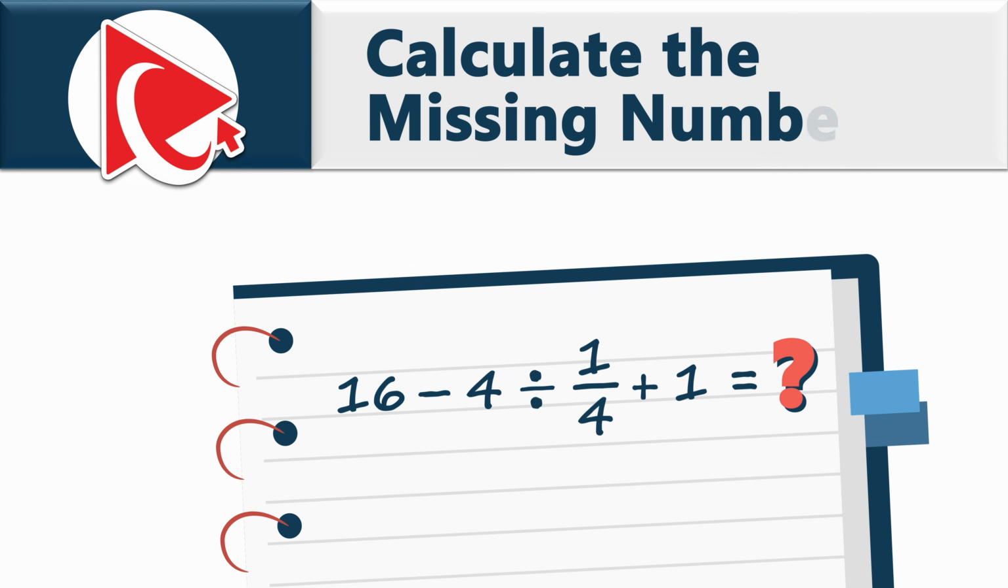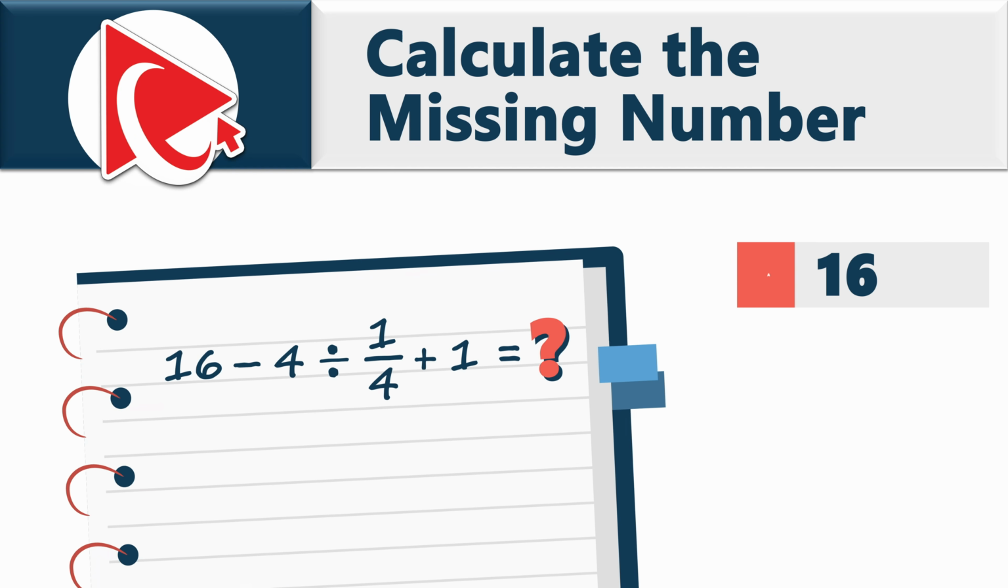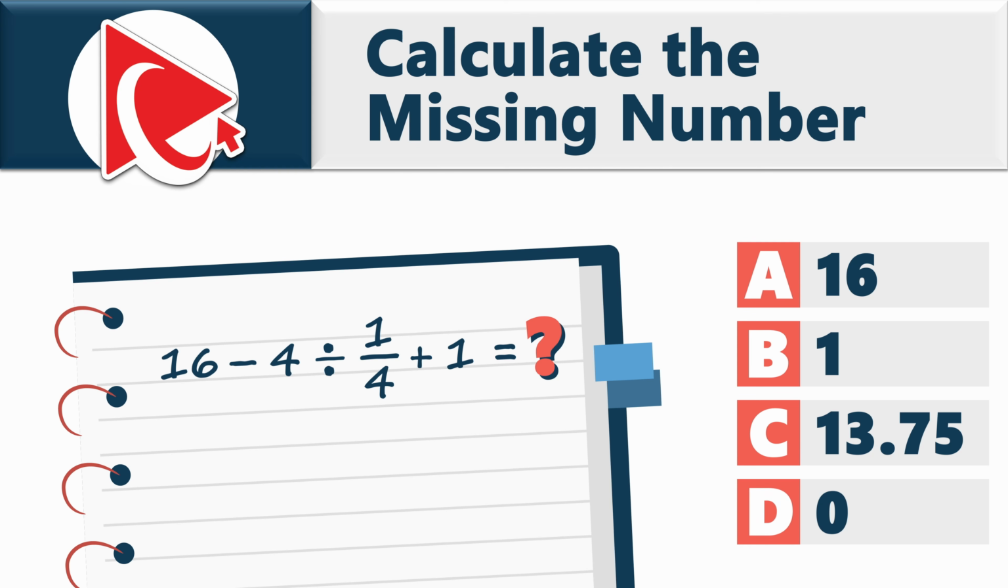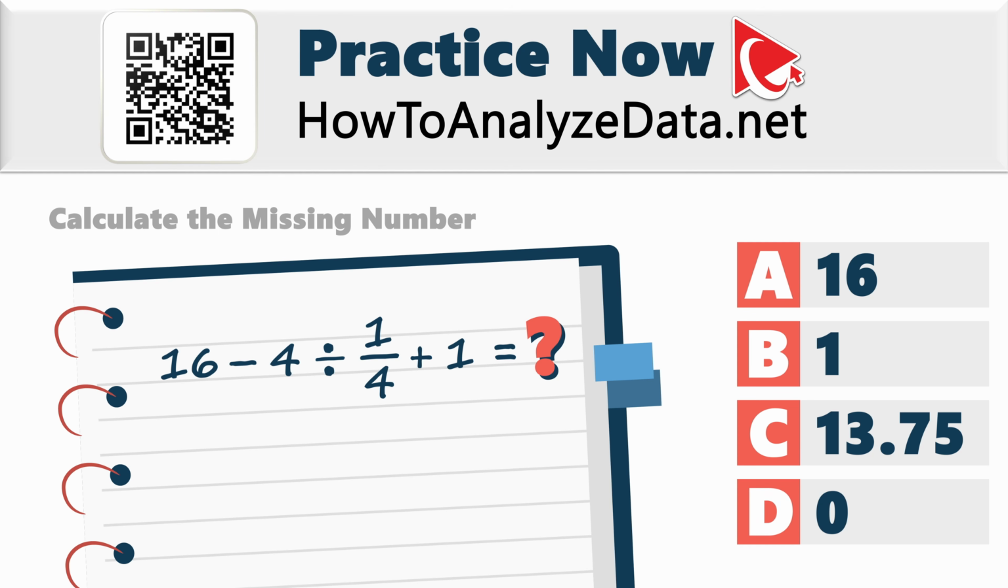You're presented with an expression: 16 minus 4 divided by 1/4 plus 1 equals the missing number, which you need to calculate and select out of 4 possible choices. Choice A, 16, choice B, 1, choice C, 13.75, and last but not least, choice D, 0. Feeling challenged? Well, that's completely normal. This was my first feeling when I saw this question. But remember, sometimes the simplest solution is the most effective. Let's approach this with fresh eyes and innovative thinking.